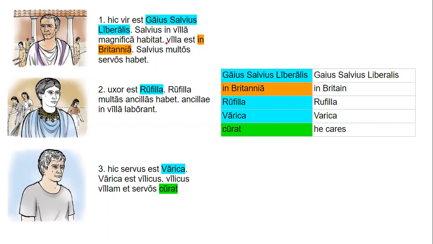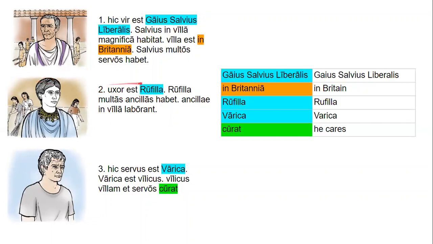So the house is in Britain. Salvius multos servos habet. So Salvius has many slaves. So these are both accusative plurals. The multos is the adjective, the servos is the noun. Uxor est Rufilla. So the wife is Rufilla, although probably for translating this in English, we'll add in a possessive pronoun. So his wife is Rufilla.